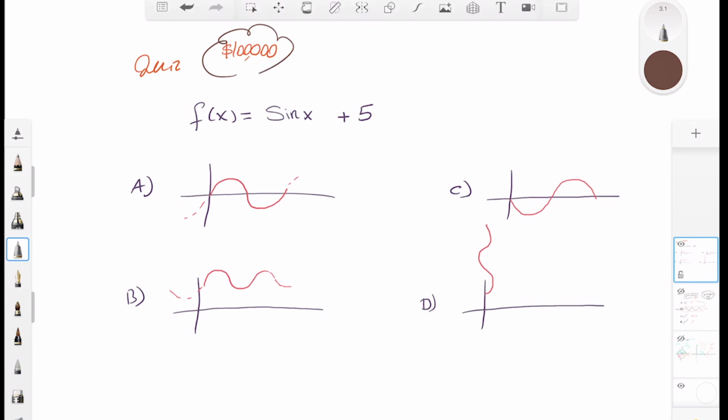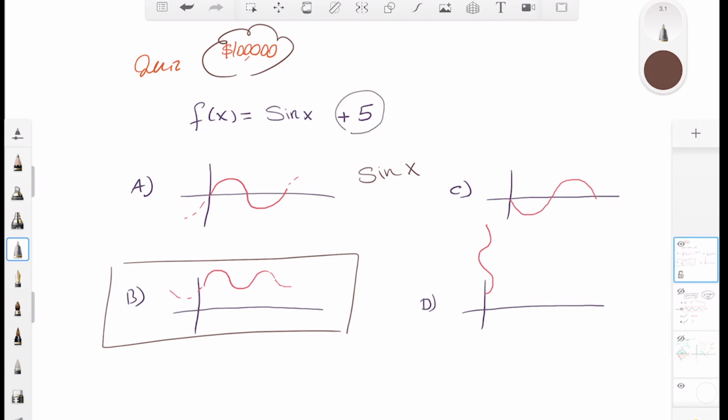For $100,000, I hope you picked B. The first ones, A, B, and C, are graphs of sine. They look like sine of x. Plus 5 means the sine of x that you know, the graph is like this, plus 5. Same as the algebra transformations we learned, we need to shift this 5 units up. So the best one will be B. We assume that we shifted 5 units up. So B is correct.